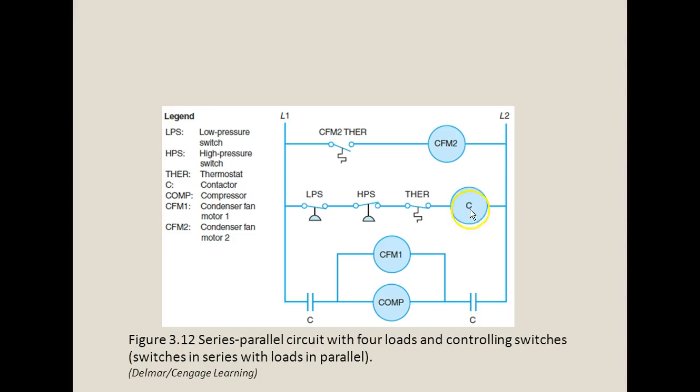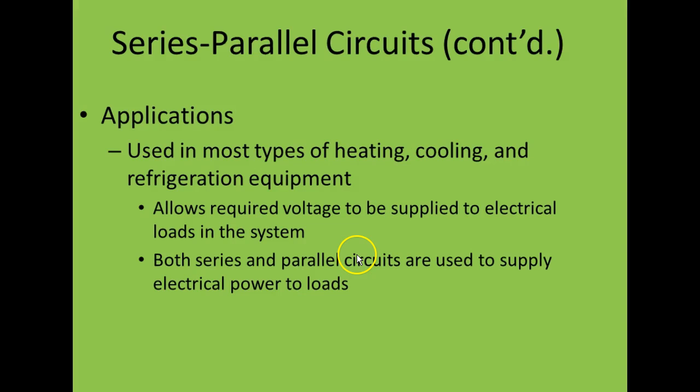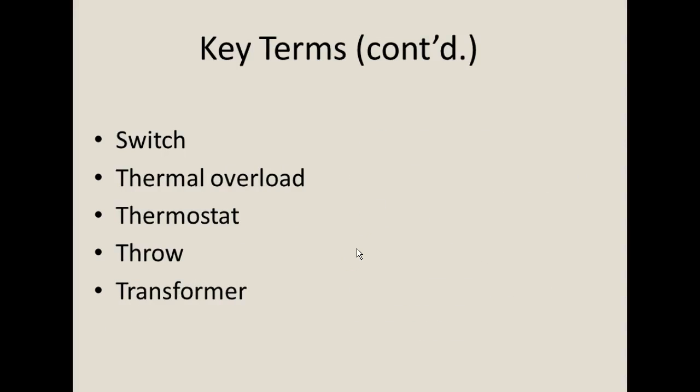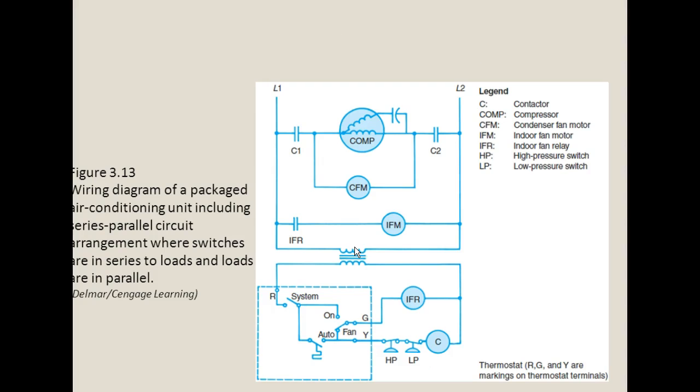Now, this load labeled C controls any switches labeled C. So you see how this is labeled C? Now this open set of contacts is labeled C, and so is this. So when this energizes, this is going to make this close and this close, creating a path for the electrons to flow to the compressor and the condenser fan motor 1, okay? All right, key terms, great. We'll go over those a little bit later.